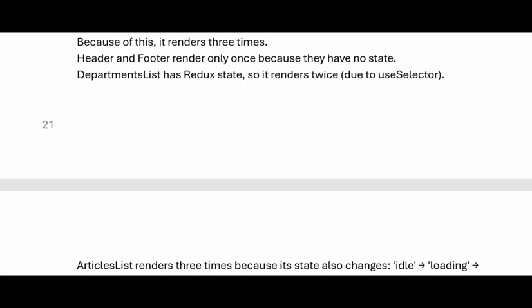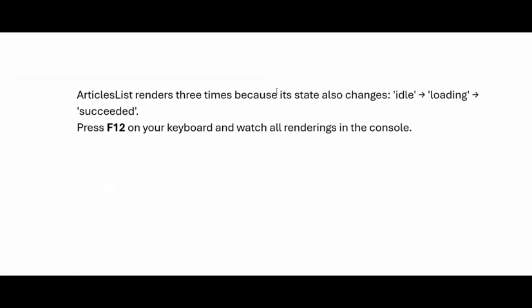Departments list has Redux state, so it renders twice, but it acquires that state differently. It renders only twice, not 3 times like app or articles, but 2 due to useSelector. We will see in the future about it. ArticlesList renders 3 times because its state also changes: idle, loading, succeeded.